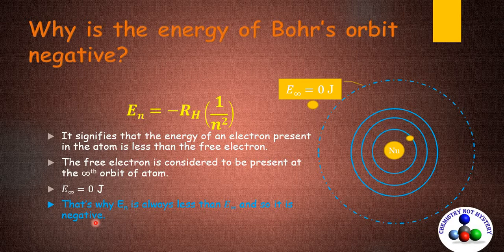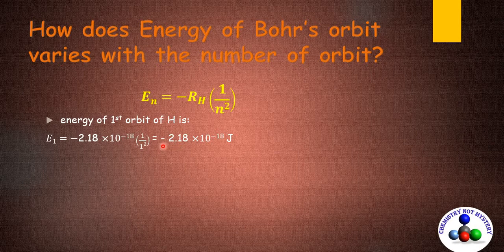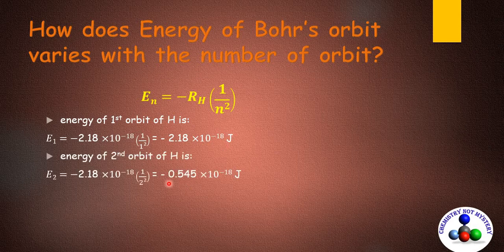How does the energy of Bohr's orbit varies with the number of orbit? Let's calculate. The energy of first orbit of hydrogen comes out to be minus 2.18 into 10 raised to minus 18 joule. And the energy of second orbit of hydrogen comes out to be minus 0.545 into 10 raised to minus 18 joule.